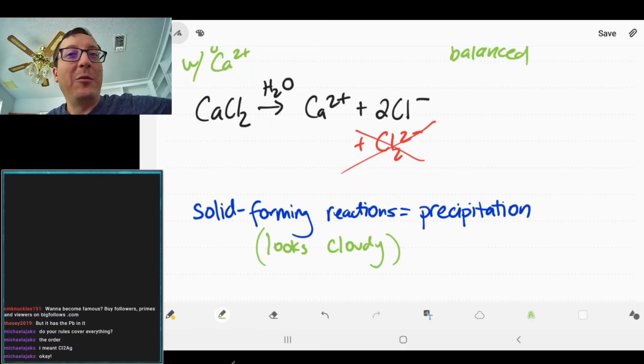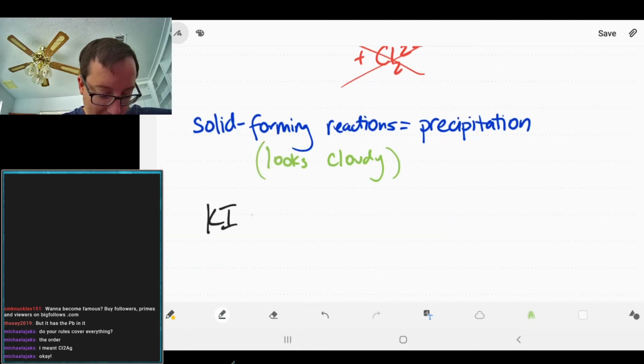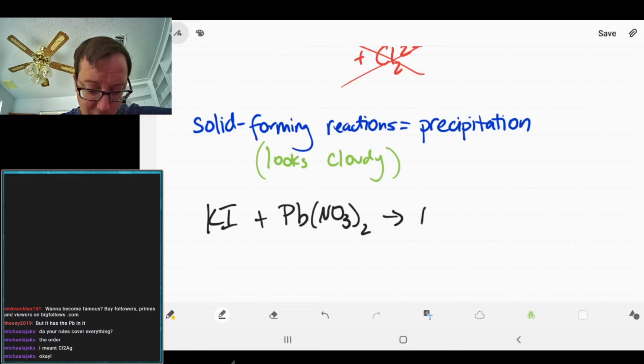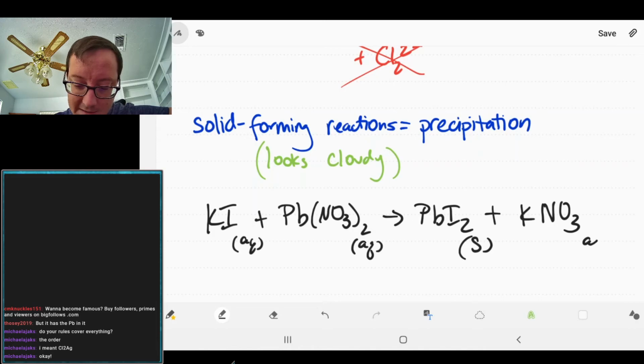So anyways, this precipitation reaction was the cloudiness that formed. For that reaction, that was potassium iodide and lead 2 nitrate for lead 2 iodide and potassium nitrate. These were both aqueous, clear solutions. We saw that we got a solid out, which was our bright yellow cloudiness. That was our lead 2 iodide.